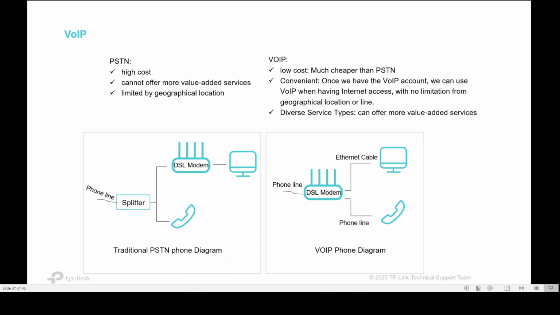Now we have a comparison between PSTN and VoIP. PSTN is high cost, but VoIP is low cost because it's cheaper than PSTN. PSTN can't offer more value added service, but in the VoIP solution, when you have a VoIP account, you can use VoIP when having internet access with no limitation from any location. PSTN is limited by geographical location, but in VoIP we have diverse service types. We can offer more value added service.